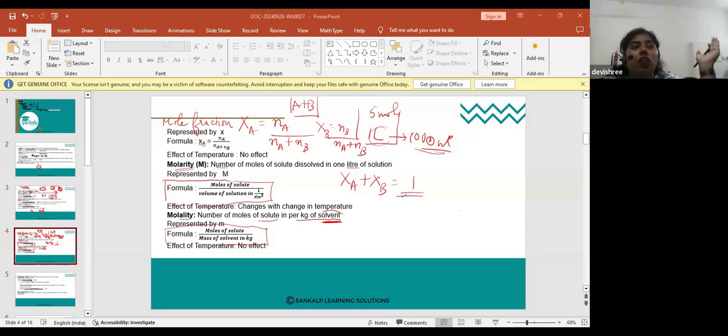Whenever you have a large quantity of solvent and you want to find out a very small quantity of solute, then you use the word ppm. Or, if you want to find out anything in trace quantity, a very small quantity out of a huge amount of solvent, then you use the word parts per million.